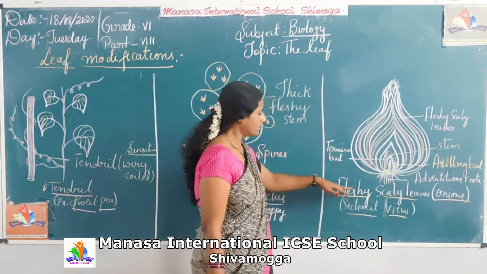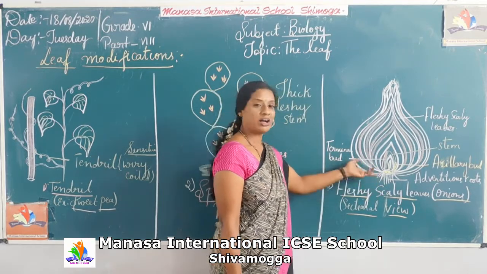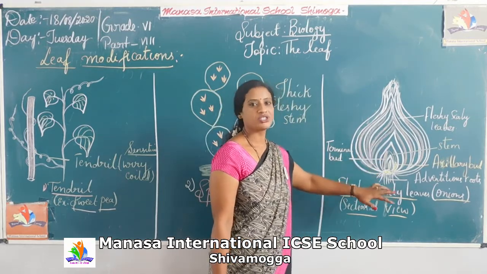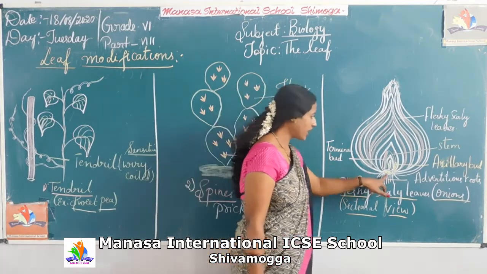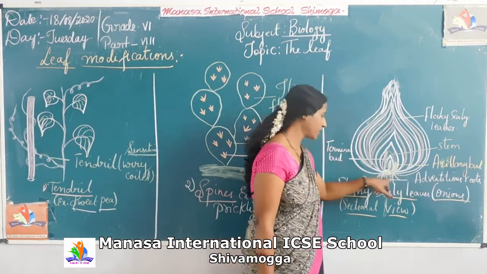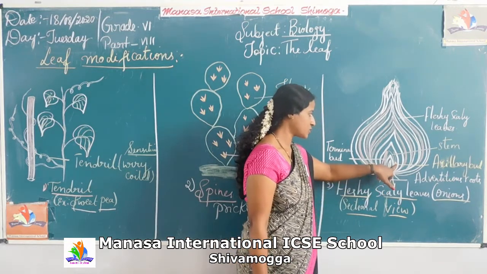Okay, for this scaly leaves modification, we can take two examples. One is onion, the other one is ginger. First we shall discuss the onion. First we have the adventitious roots, okay. Then later we have the axillary bud, which is found inside.